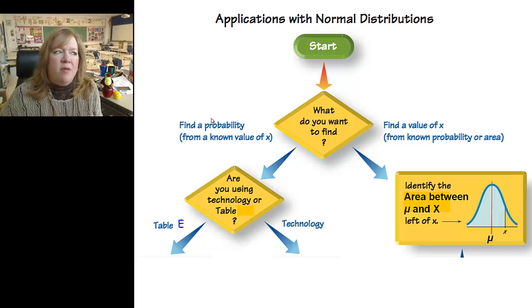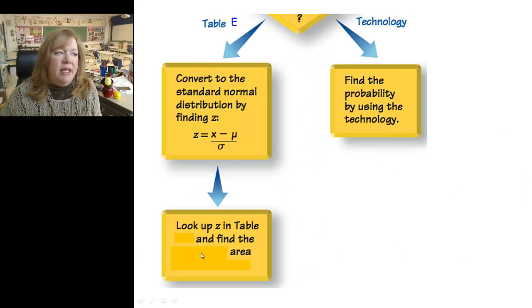And you have to find the probability. So I'm going to do the left-hand side of your chart first to show you how this works. So what do you want to find? If I'm looking for a probability, I have to say, am I using technology or a table? You can use your graphing calculator or the table. And our table in our book is table E.